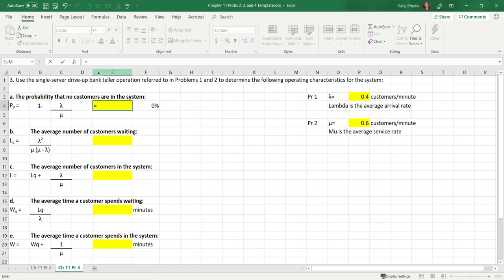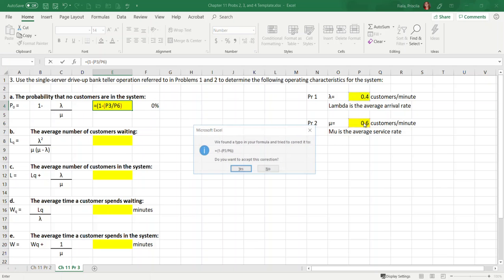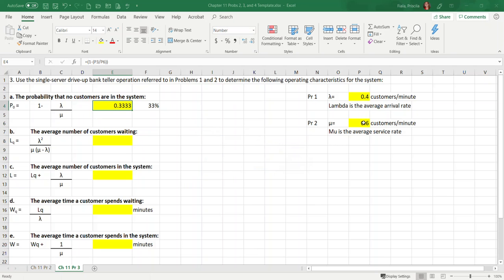Okay, let me open a parenthesis. I'm telling Excel there is more than one minus, and then the second equation is going to be your arrival rate divided by your service rate. Just let Excel fix the parentheses in the end. I'd rather get that annoying sound than put a wrong parenthesis and get a wrong result.